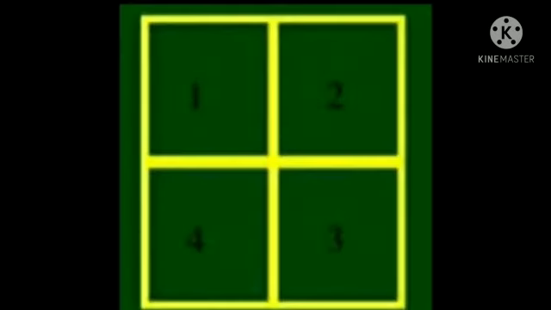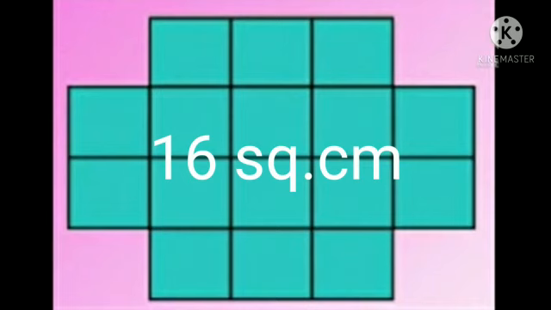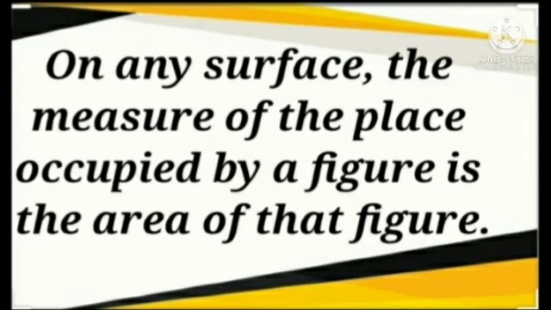Now students, you all can see a figure. In that, small squares are there. So what will be the area of this particular figure? Yes, right. It is 4 square centimeter. This is another figure. We have to find out the area of this particular figure. So the area of this figure is 16 square centimeter. On any surface, the measure of the place occupied by a figure is the area of that particular figure.